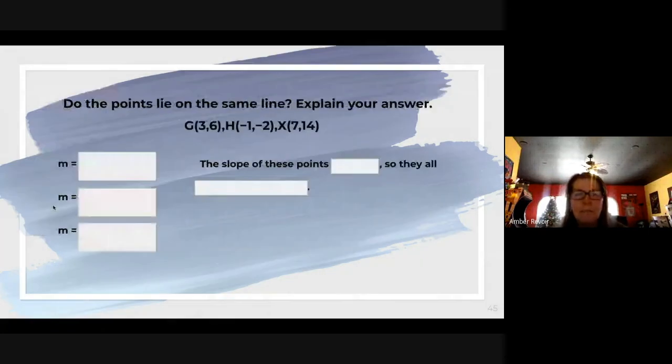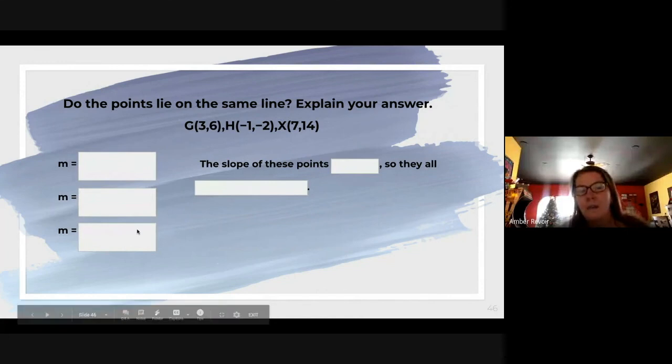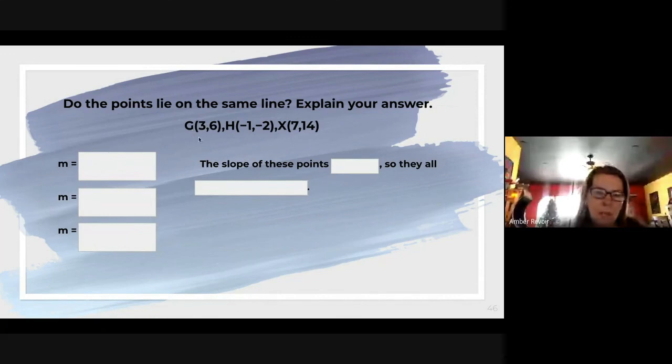So do the points lie on the same line? Explain your answer. So we've got 3 different points here, and we're going to determine if they have a constant rate of change. If they all have the same rate of change, then we can say that they lie on the same line because they have the same rate of change, which would be the slope. So we're going to take point G and point H, and subtract out our y's on top and our x's on the bottom, and we get -8 over 4, which is -2.